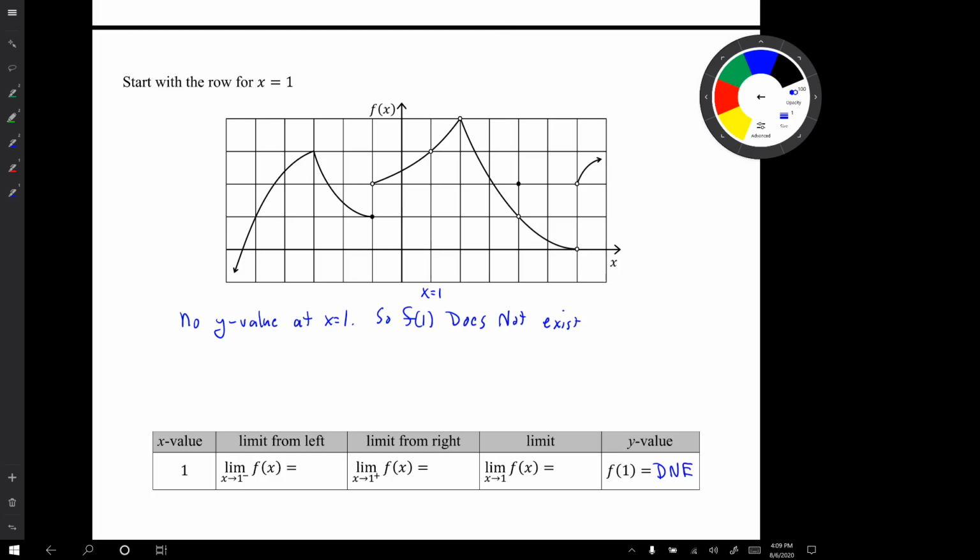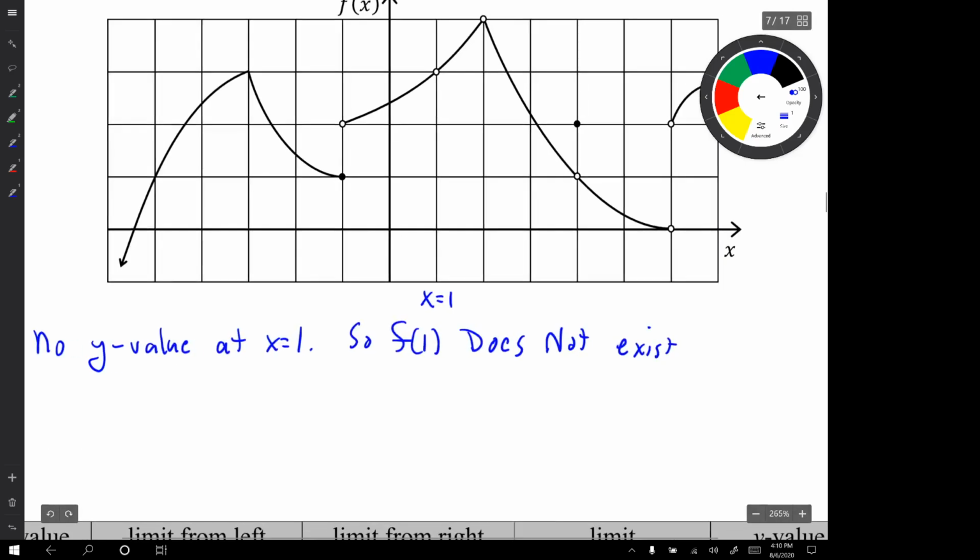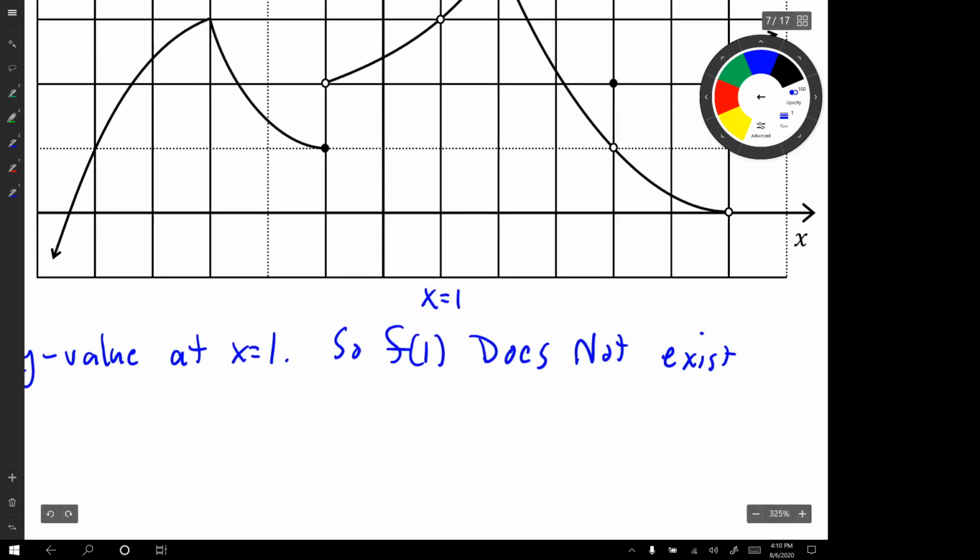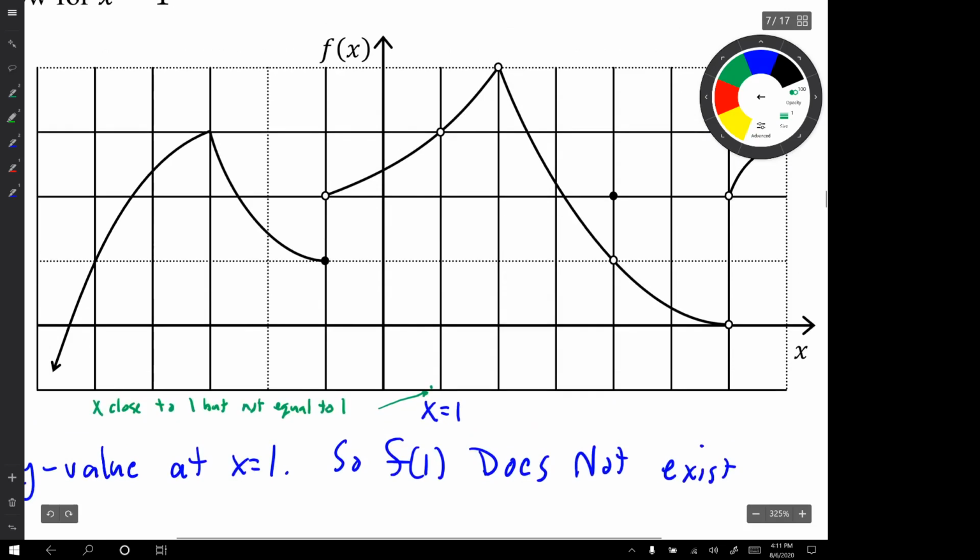Now, how do we fill in this portion of the table? Remember what the definition of limit is. This symbol says to look on the graph of f of x at places where x is getting closer and closer to 1 but not equal to 1, and consider what's happening with the y values. So let's zoom in on this graph and let's consider an x value that's close to 1. This is an x value that's close to 1 but not equal to 1. And let's see what the corresponding y value is.